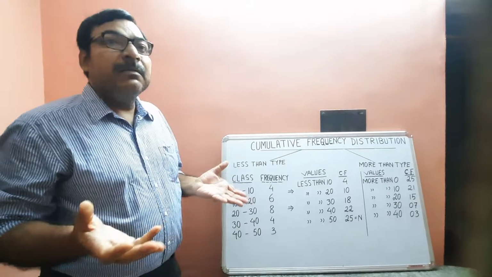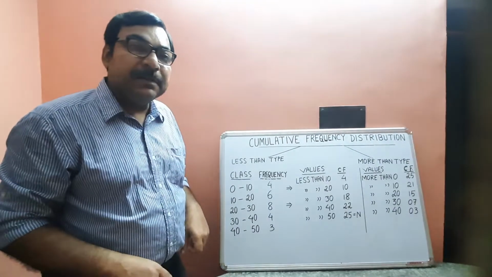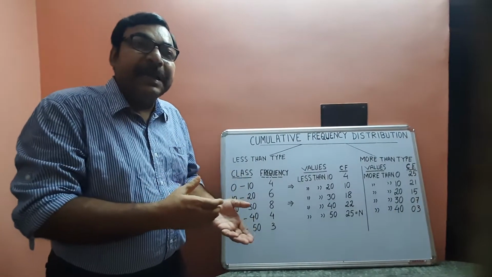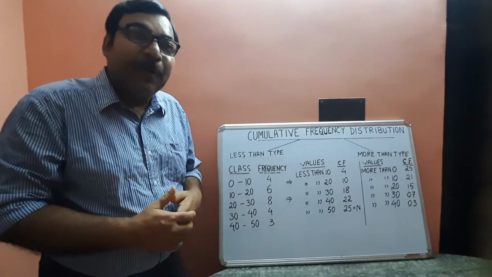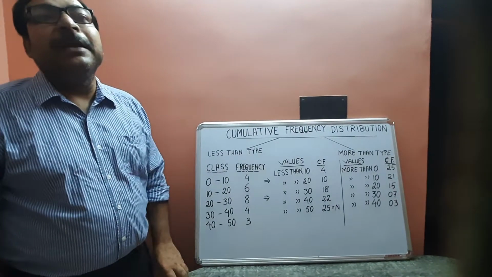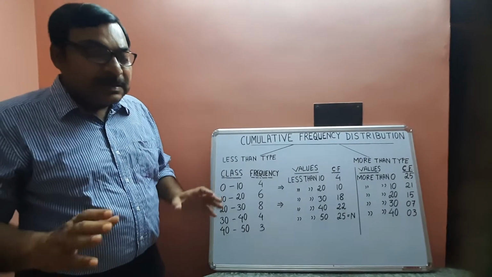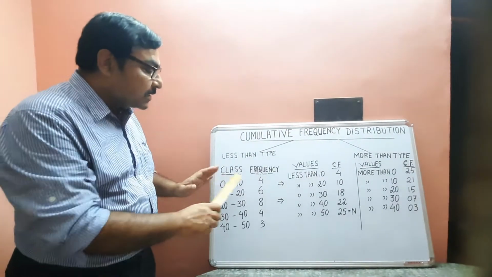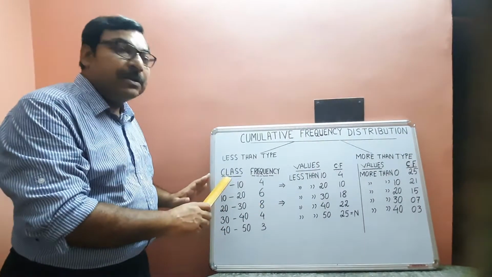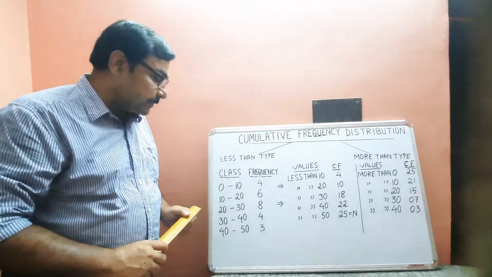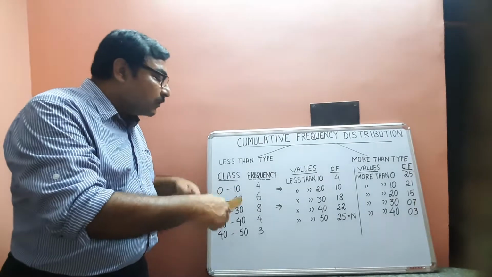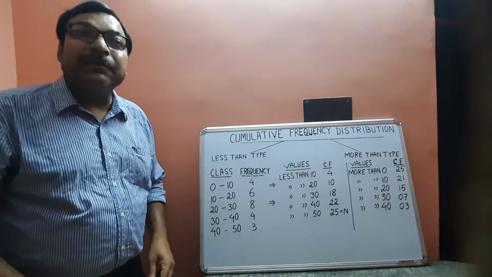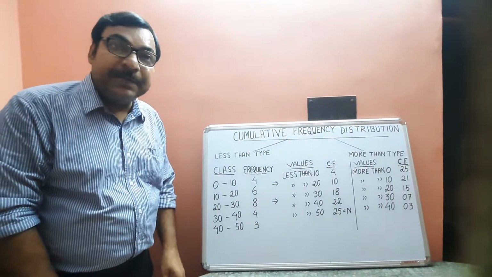You may be given one simple frequency distribution and you will be asked to convert it into either a less than type cumulative frequency distribution or a more than type cumulative frequency distribution. Suppose one simple frequency distribution, class and frequency, is given to you, and you are asked to convert it into a less than type cumulative frequency distribution. How will you do it?